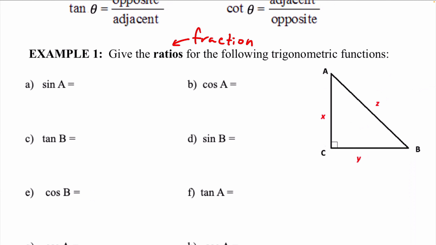So what we got to do is come up with the fractions that make this up. So the first one, sine of A. So angle A. Okay, so let's look at the triangle first. It's got 3 angles, A, B, and C. It's got 3 sides, X, Y, and Z. Okay, so what's the difference between an angle and a side? I'll show you the difference.